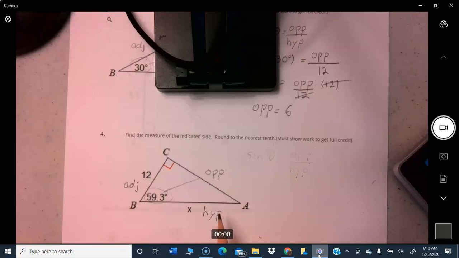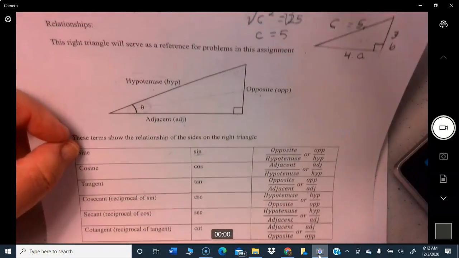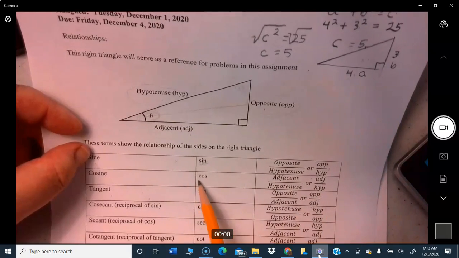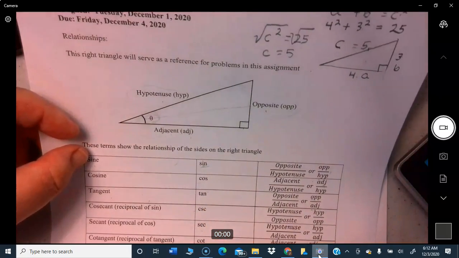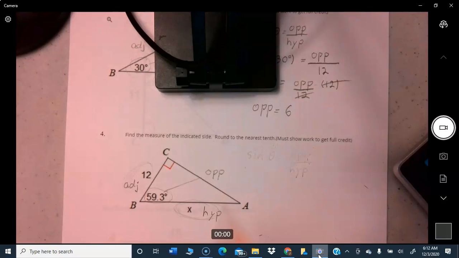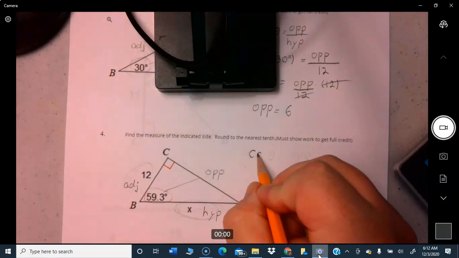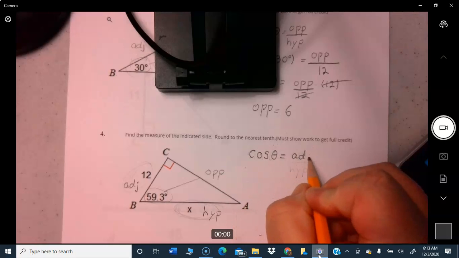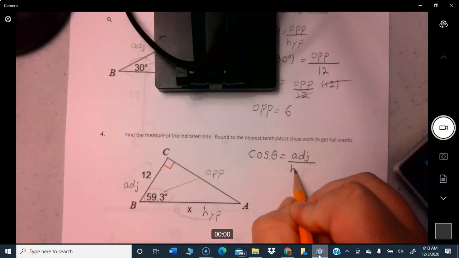All right, so we're trying to find something that's on the hypotenuse, and we're given a number on the adjacent. So hypotenuse, adjacent. We come over here, we find which function relates those two, and we come down here, and there it is, adjacent and hypotenuse. That would be the cosine. So this is a cosine operation. So cosine of theta equals adjacent over hypotenuse.